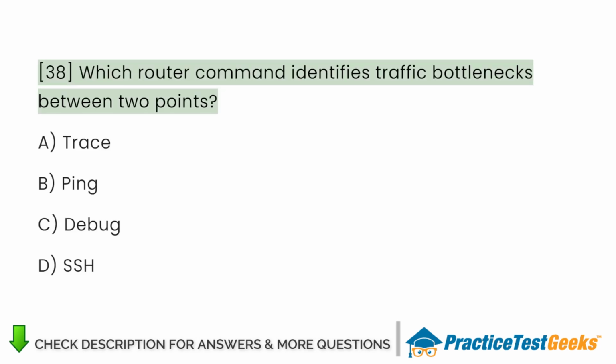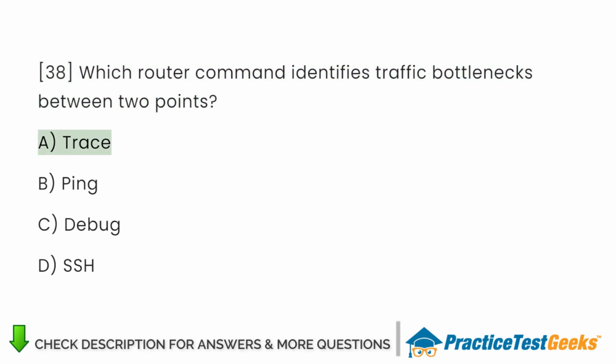Which router command identifies traffic bottlenecks between 2 points? A. Trace. B. Ping. C. Debug. D. SSH.